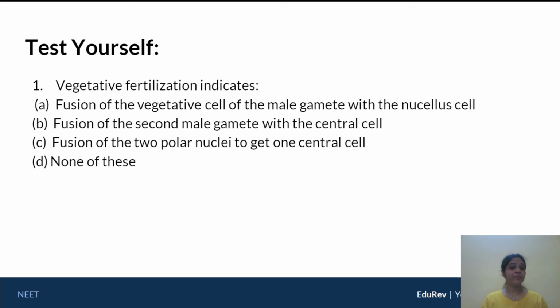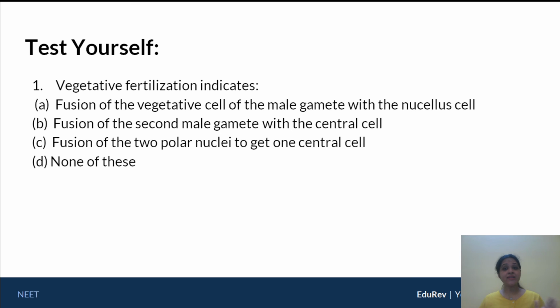The first one. Vegetative fertilization indicates. So what is really vegetative fertilization? Now we've come across this term vegetative fertilization. But if you remember, we spoke about double fertilization. One event of double fertilization resulted in the formation of a zygote, that was syngamy. The second event of double fertilization resulted in the endosperm, or the primary endosperm cell. Now there's a difference over here.